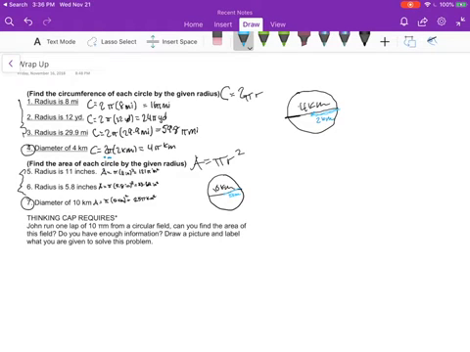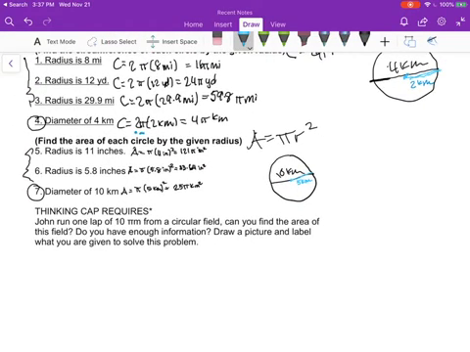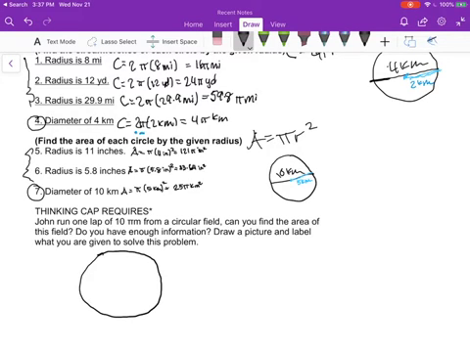For this one, you have to draw in order to make it easier for you to see what is going on. So for instance, John ran one lap of 10 pi meters around a circular field. Since we have a circular field, we have to draw a circle. Okay, perfect. So this is our circular field, and it says that John ran a lap of 10 pi meters around a circular field.